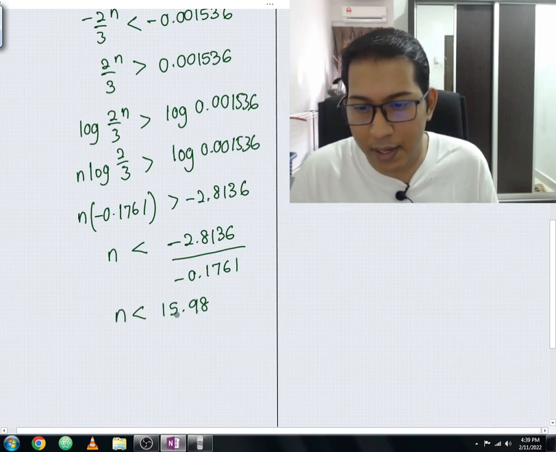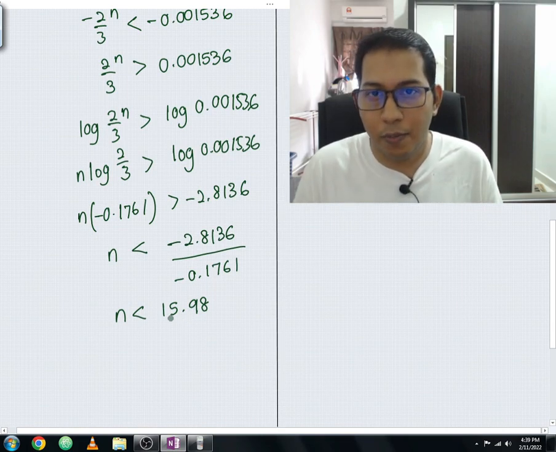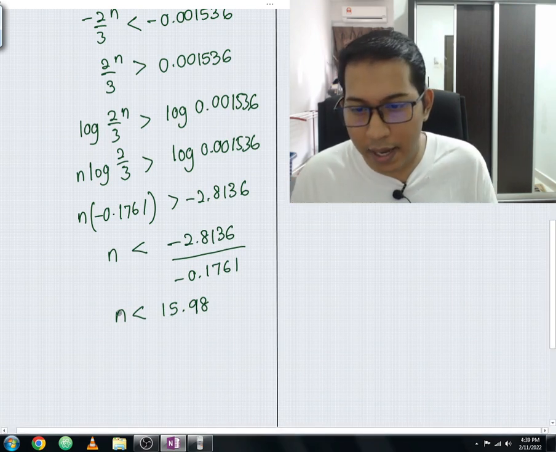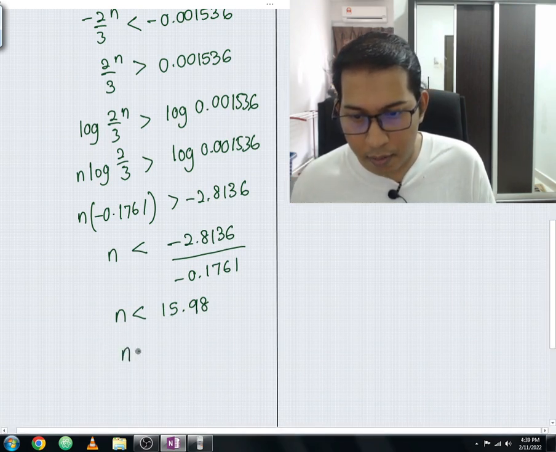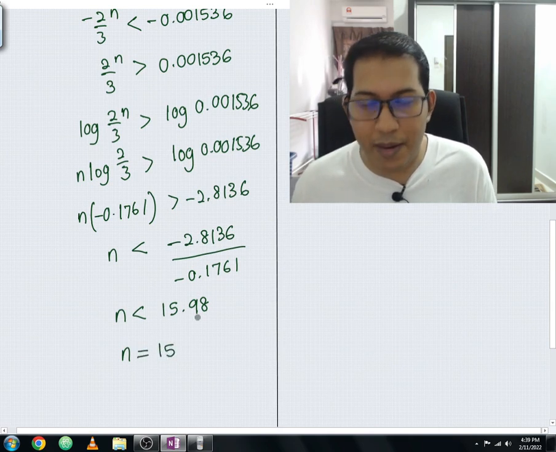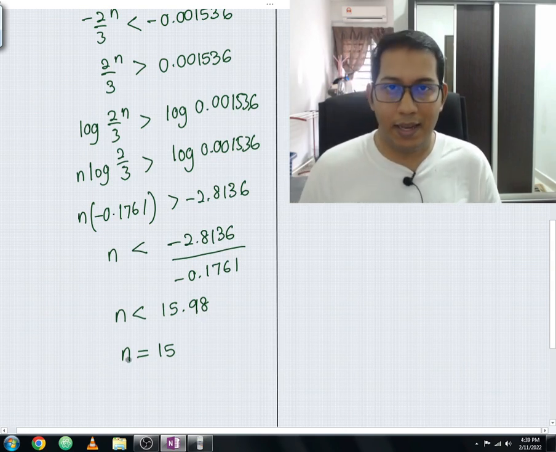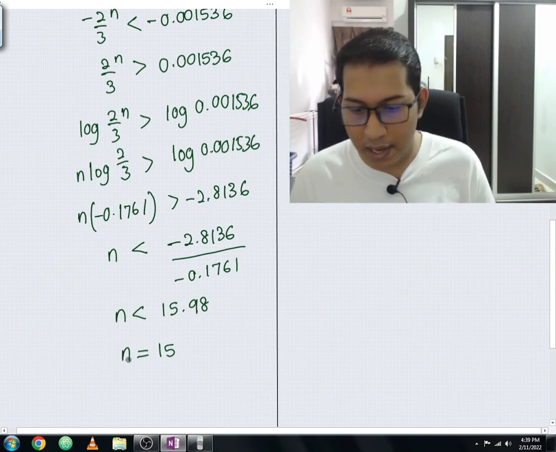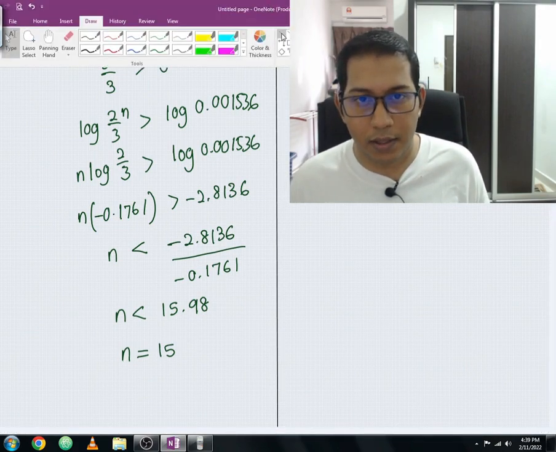Since we want to find the n which is less than 15.98, which is the closest value we can possibly get for the nth value. Since we don't want our progression to be a decimal value, the nearest value we can get to fulfill this inequality will be n equals 15. Is 15 less than 15.98? Yes. And this is the closest value that we can get. So this is the answer for question part A. Let me underline this, the solution.